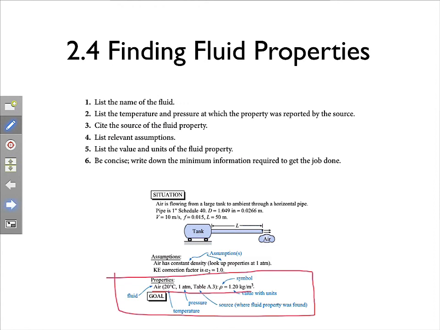So I believe that's it. The next set of notes will start with section 2.5.